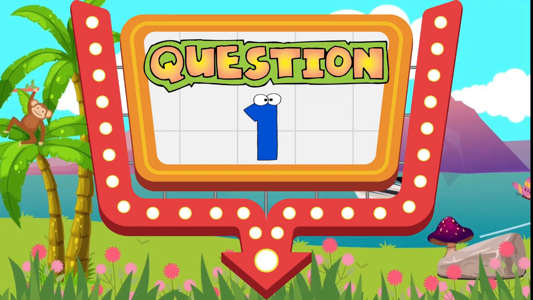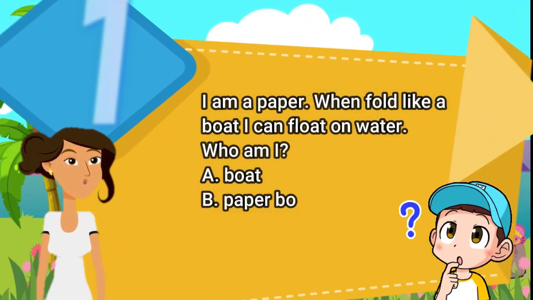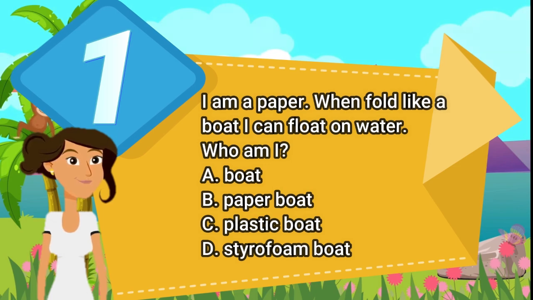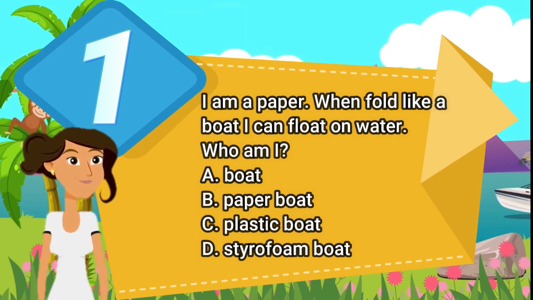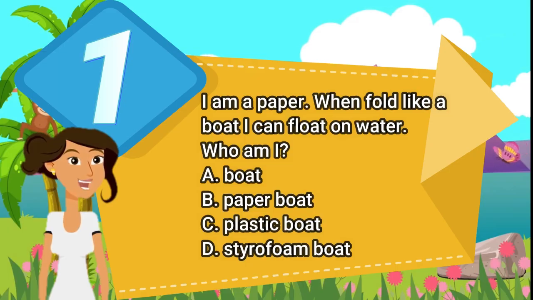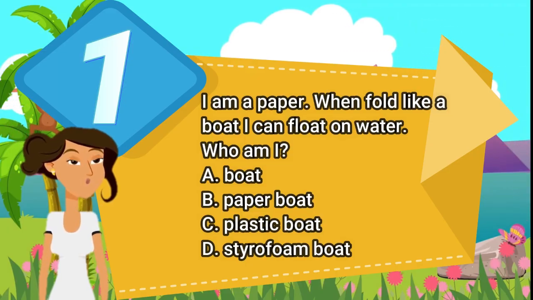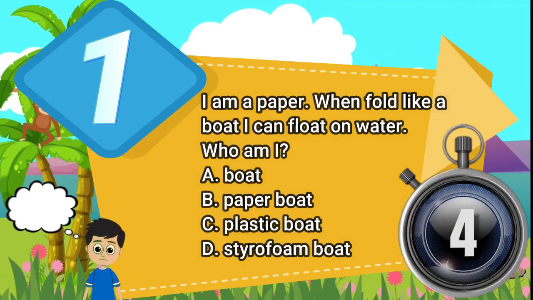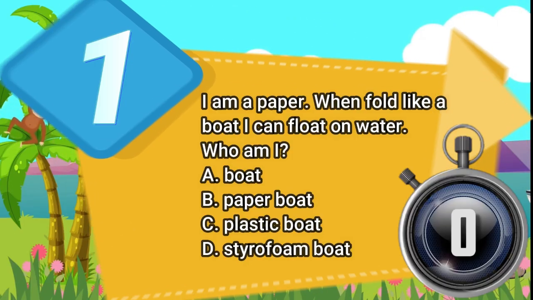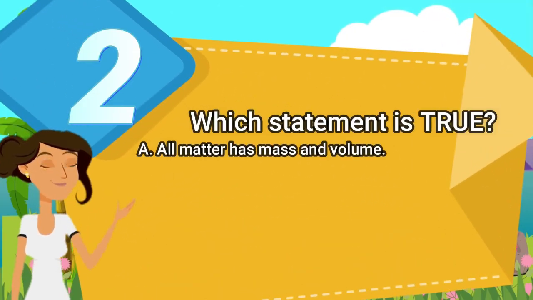Question number 1. I am a paper. When folded like a boat, I can float on water. Who am I? A. Boat. B. Paper boat. C. Plastic boat. And D. Styrofoam boat. Your timer starts now. Time is up. Let's proceed to question number 2.